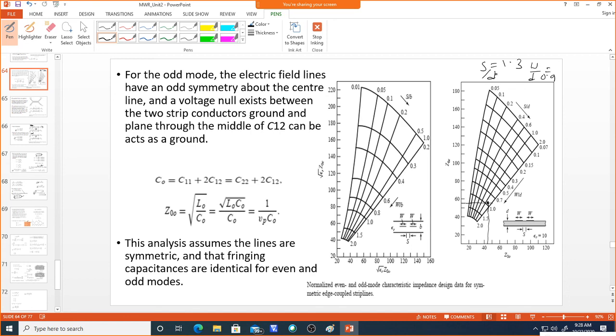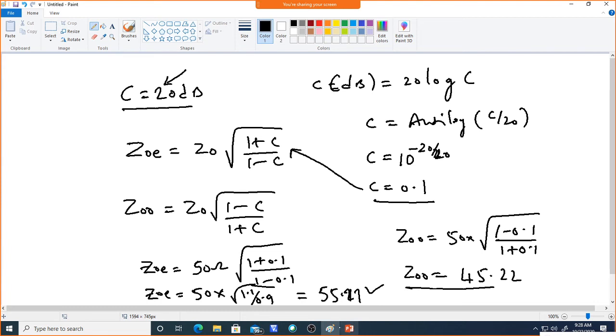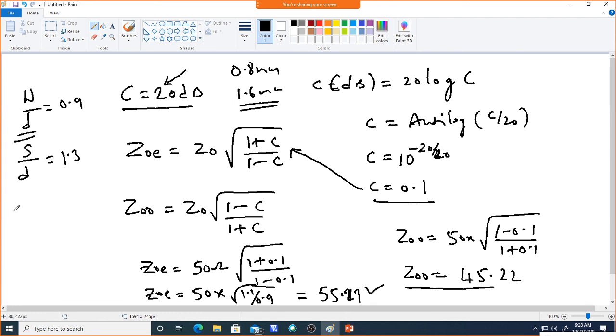Okay, so now these ratios we have got, S by T and W by D. Now we need to find them in terms of millimeter values. W by D is 0.9 and S by D is 1.3. The dielectric height we can take as either 0.8 mm or 1.6 mm, which are generally available. So if we calculate for 1.6 mm, what is W? It is 0.9 into 1.6, and S equals 1.3 into 1.6.